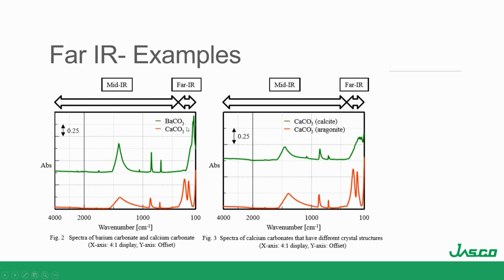Again, so that was two different compounds with different metal ions. And then two calcium carbonates are here. One's calcite and one's aragonite. And aragonite has two distinct peaks in the far IR region, and the calcite has a broad peak in the far infrared region.